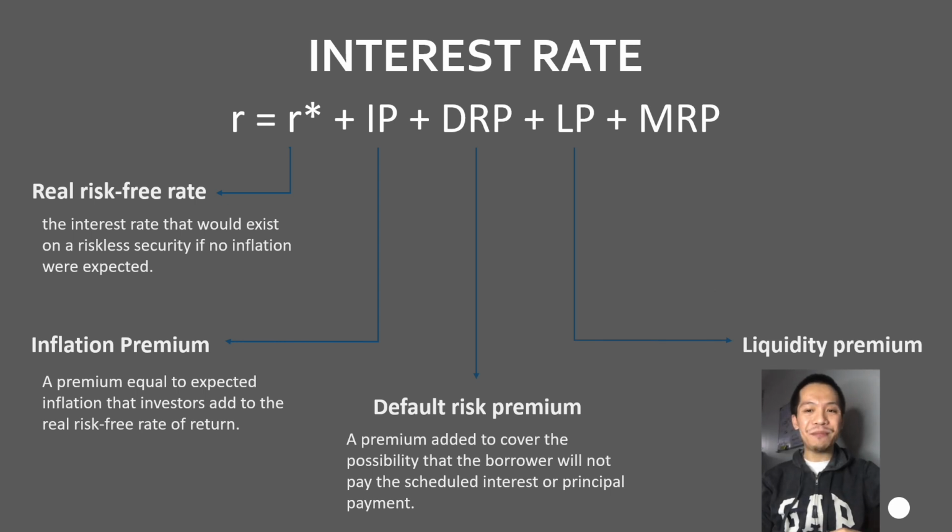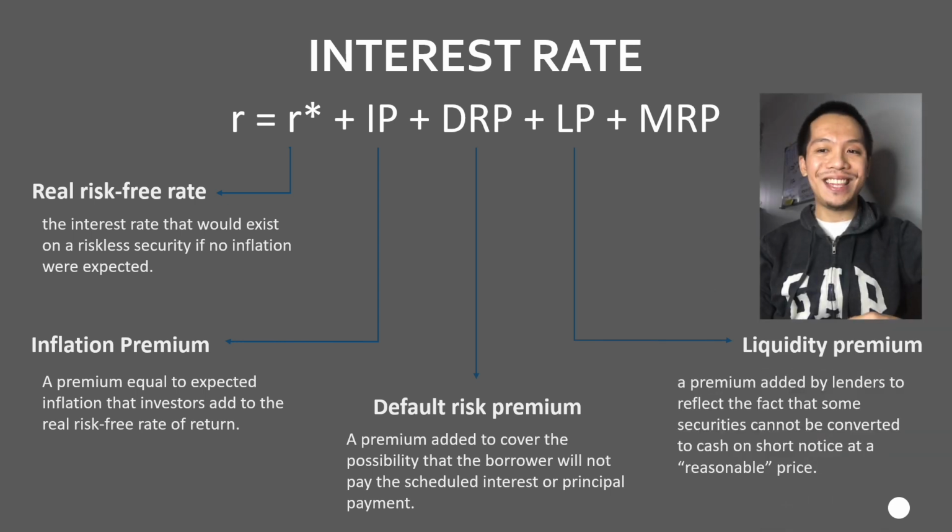LP is the liquidity premium, a premium added by lenders to reflect the fact that some securities cannot be sold on short notice at a reasonable price. Of course, lender investors would prefer it if they can dispose of their loan receivable anytime they wish. That is, they can sell it anytime to whoever they want to transfer it to.